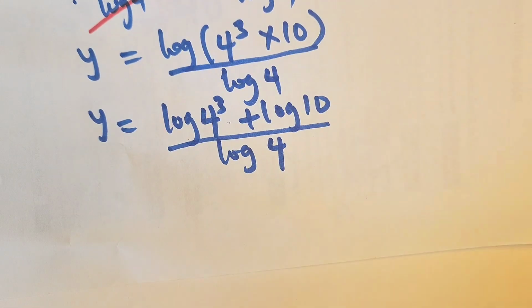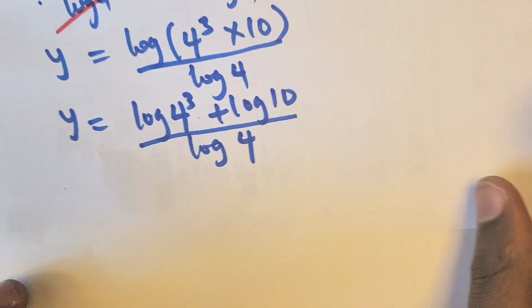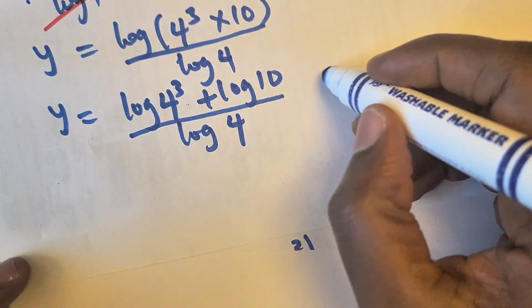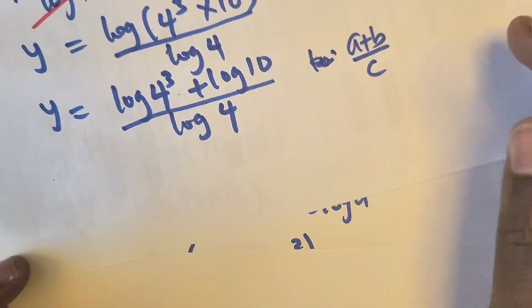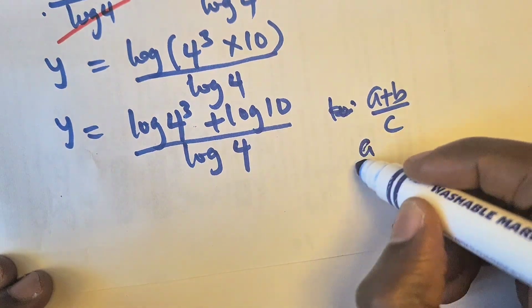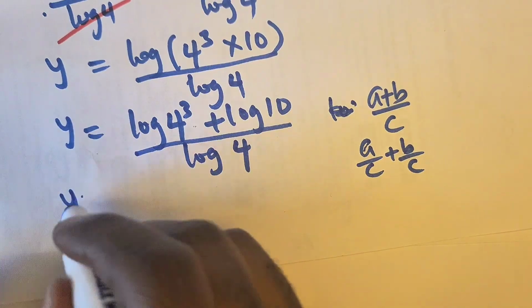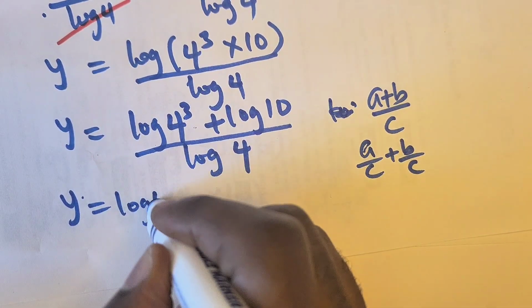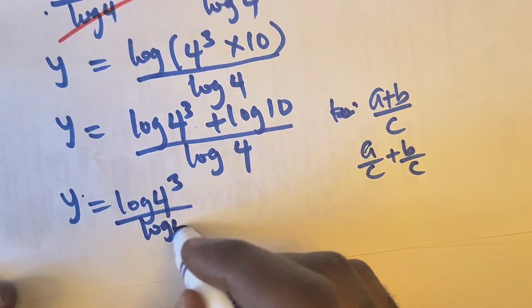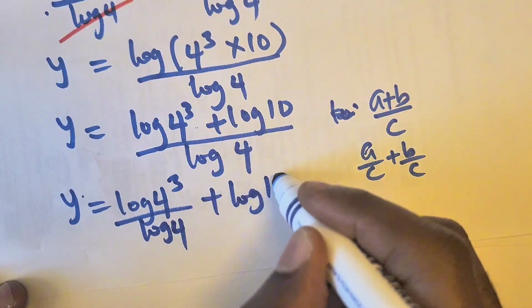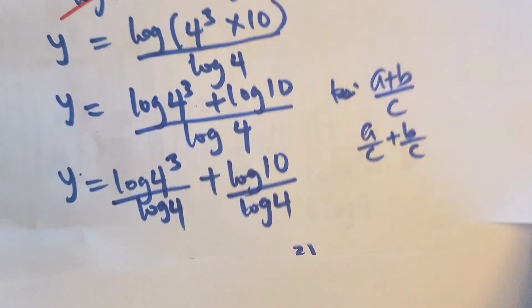And from here, both of them can share the same common denominator, because there's something about fractions. If you have a plus b over c, this can be written as a over c plus b over c. So this is the rule I'm going to use here. So here I have my y equals log 4 to the power of 3 divided by log 4 plus log 10 divided by log 4. So this is the rule I'm going to be using.